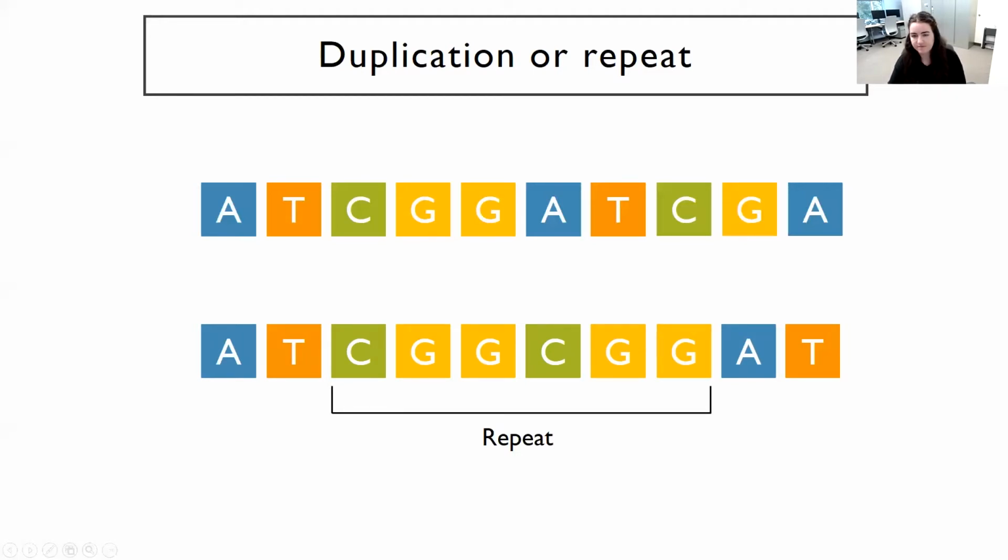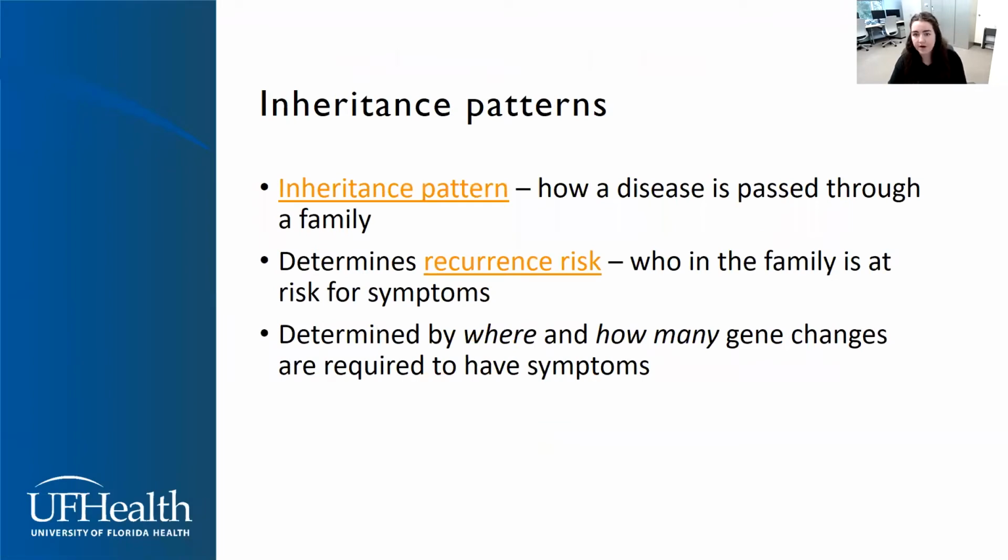All right, so now to talk a bit about inheritance patterns. When we say inheritance patterns, what we mean is how the disease is passed down through the family tree. Knowing the inheritance pattern for a disease is really important because it can help us as providers counsel you on the recurrence risk. What we mean by that is who else in the family is at risk to have symptoms of this disease. So to figure out the inheritance pattern, we need to know where and how many gene changes are required for a person to have symptoms.